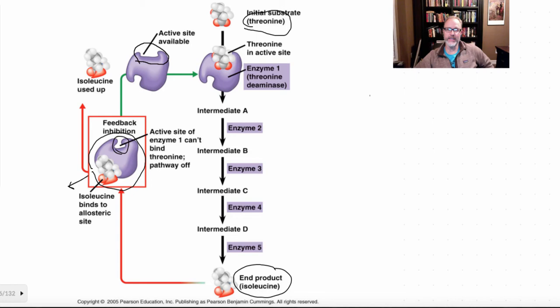And this is a very good example of negative feedback, because as you see the levels rising and falling, we've got this set point here. And as these levels rise, we get more and more isoleucine. We're going to shut the pathway down and do so by allosteric inhibition or feedback inhibition, allosterically binding to change the active site and slow the process down.